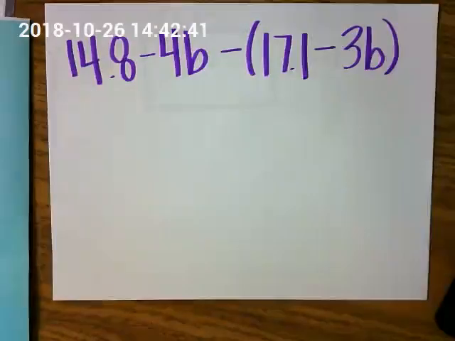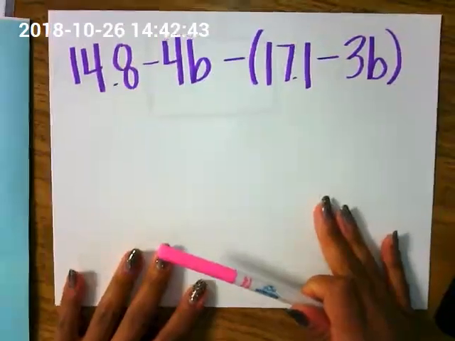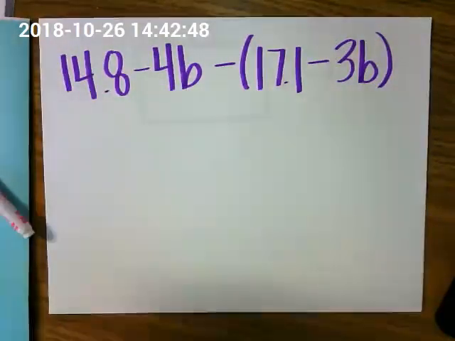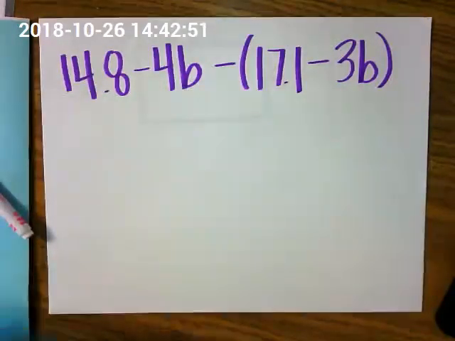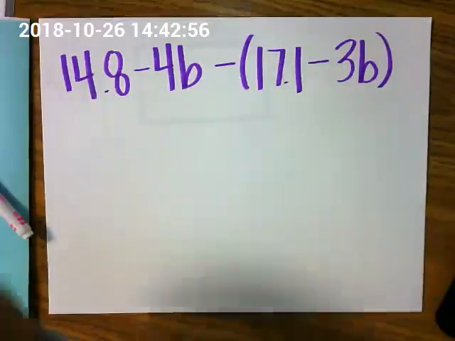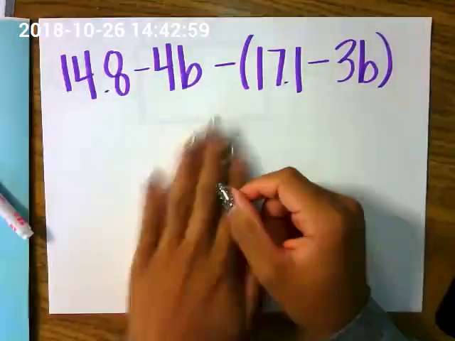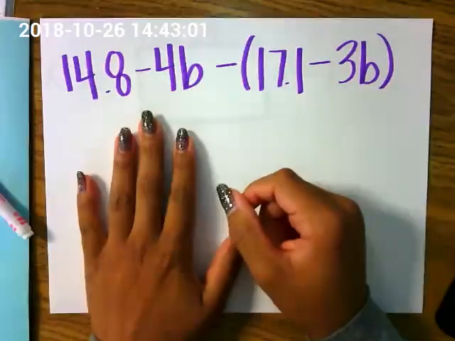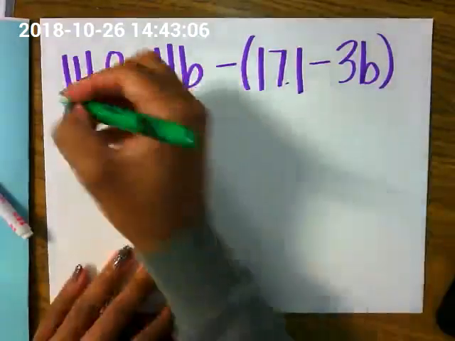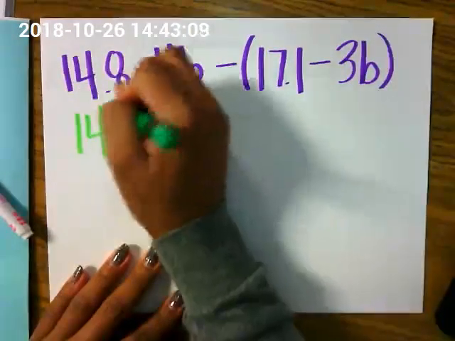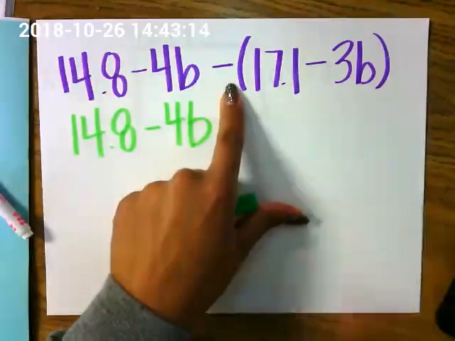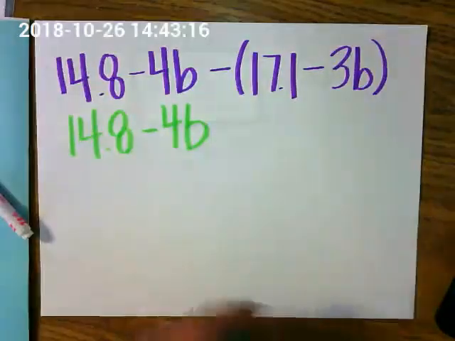So moving on to the next one. We have 14.8 minus 4b minus (17.1 minus 3b). We're not distributing anything here because there's no parentheses, right? So what do I need to do with this? Bring it on down, right? So 14.8 minus 4b. And now this negative, what are we going to do with that?